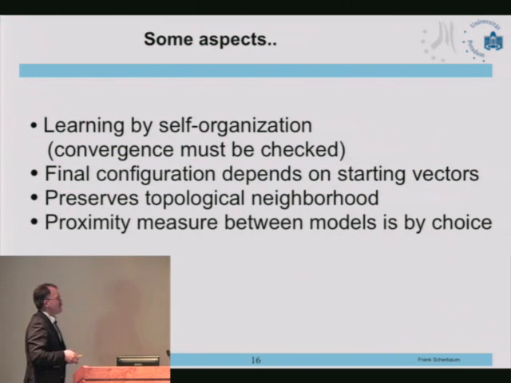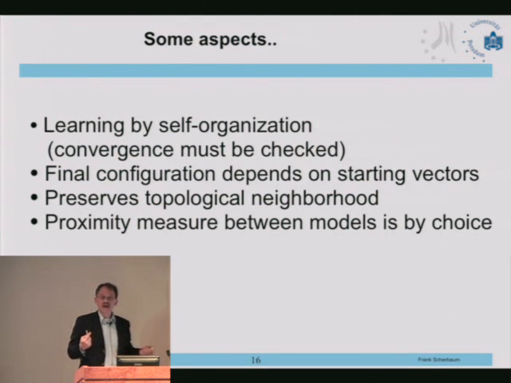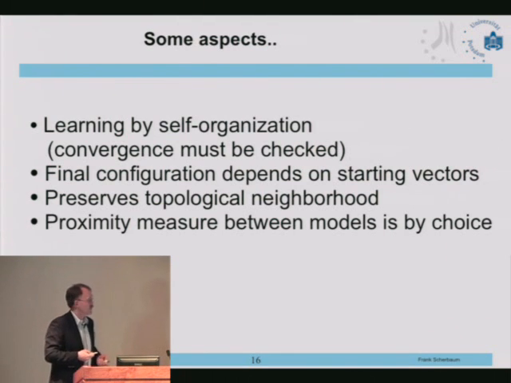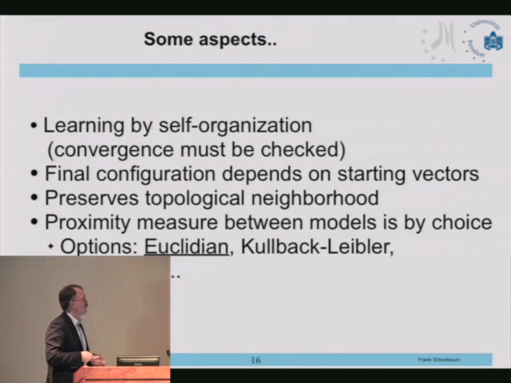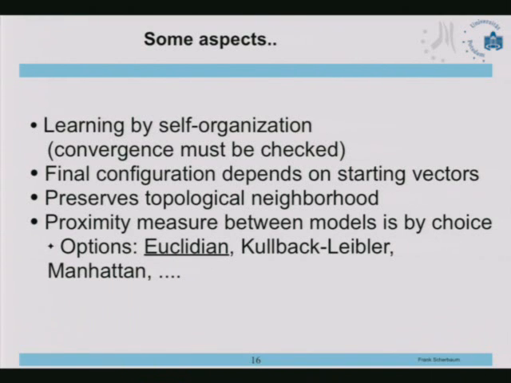The proximity measure between models is by choice. So here I choose just Euclidean distance between two vectors, but there are other options. For example, from an information theoretic point of view, one could use Kullback-Leibler distances, because these are probability density functions which we are representing in the model representation vector. So one could use this as a more appropriate measure, or one could use Manhattan distance, or whatever one wanted to choose.